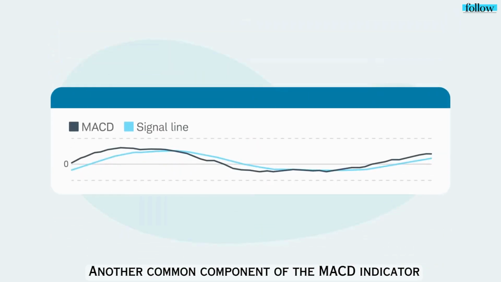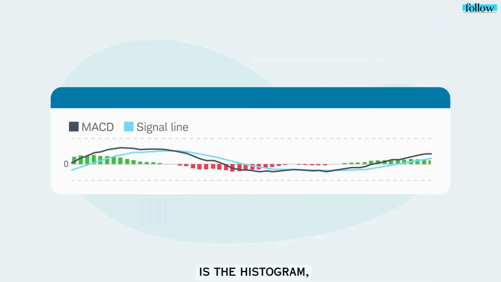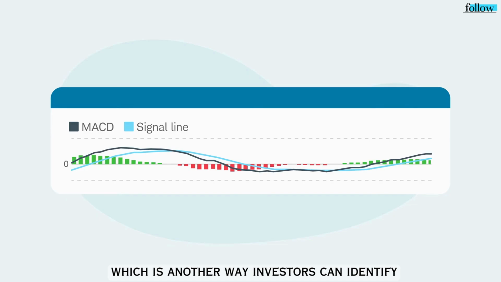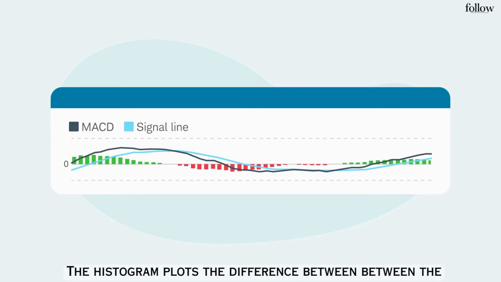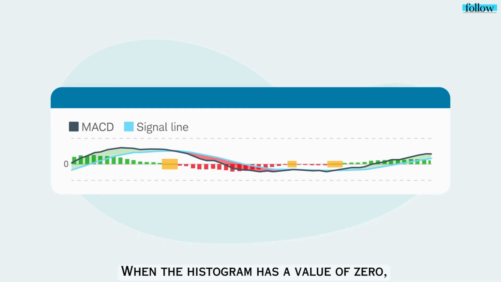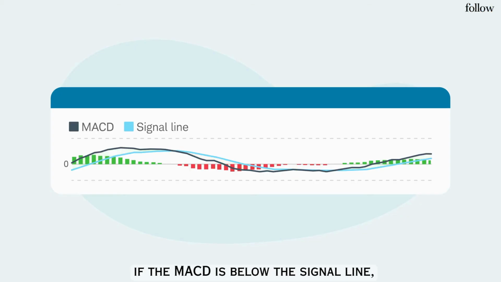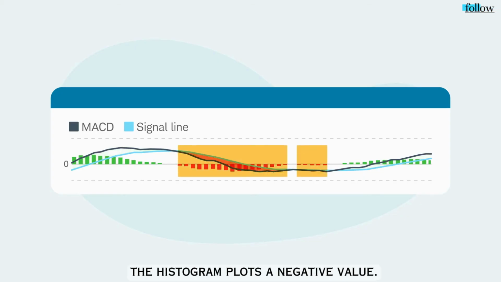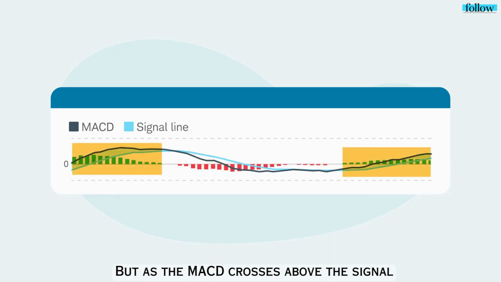Another common component of the MACD indicator is the histogram, which is another way investors can identify crossovers. The histogram plots the difference between the MACD and the signal line as a bar. When the histogram has a value of 0, that means the MACD and its signal line have the same value. For example, if the MACD is below the signal line, the histogram plots a negative value. But as the MACD crosses above the signal line, the histogram displays a crossover and plots a positive value.